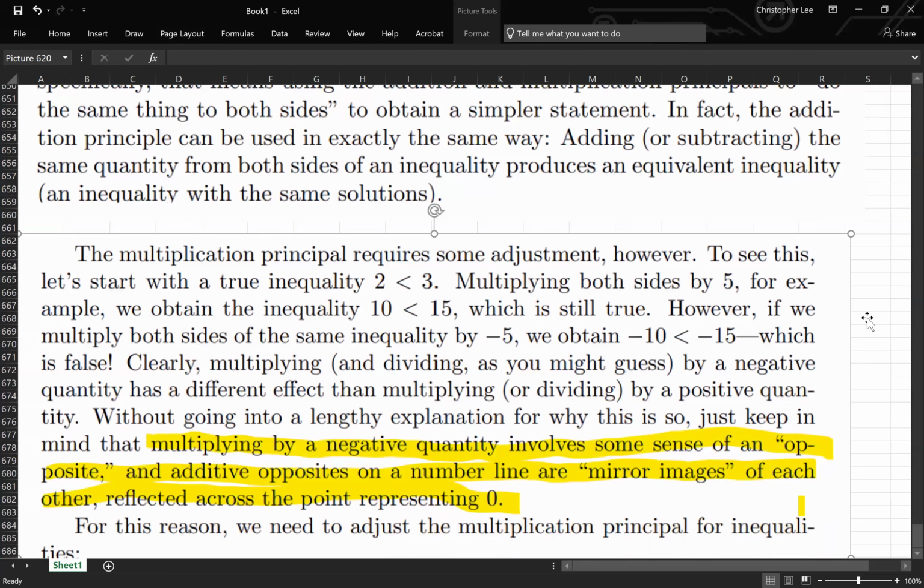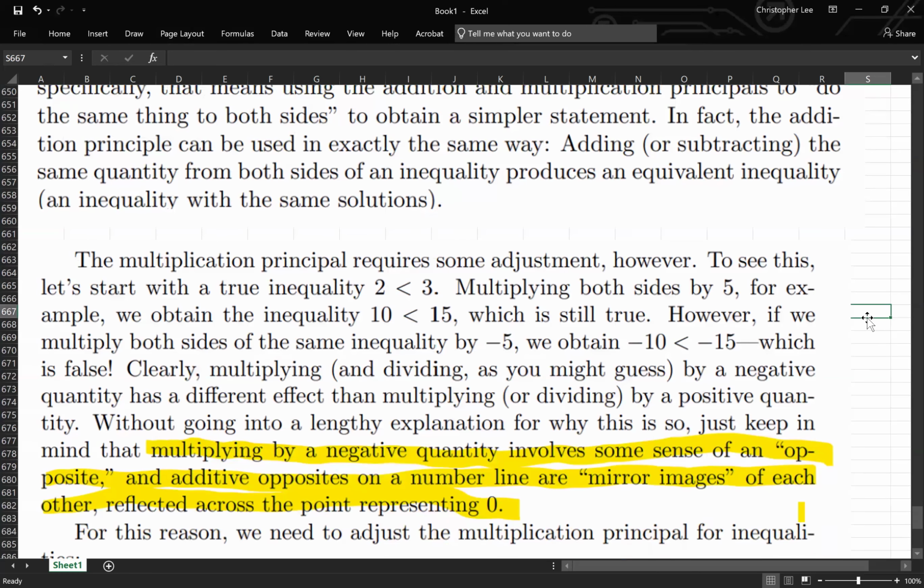All right. The multiplication principle requires some adjustment, however, right? So to see this, let's start with a true inequality. 2 is less than 3. Multiplying both sides by 5, for example, we obtain that 10 is less than 15, which is still true. However, if we multiply both sides of the inequality by -5, what do we get? -10 is less than -15, which is false. That's not true, right? I'd rather owe $10 than owe 15, right?